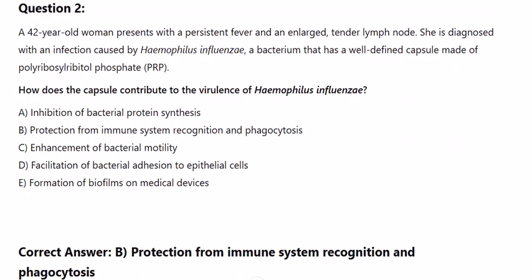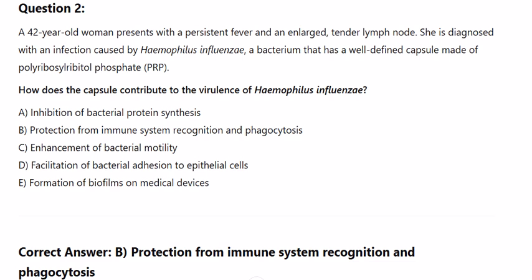Question 2. A 42-year-old woman presents with a persistent fever and an enlarged tender lymph node. She is diagnosed with an infection caused by Haemophilus influenzae, a bacterium that has a well-defined capsule made of polyribosylribitol phosphate, PRP. How does the capsule contribute to the virulence of Haemophilus influenzae? A. Inhibition of bacterial protein synthesis. B. Protection from immune system recognition and phagocytosis.